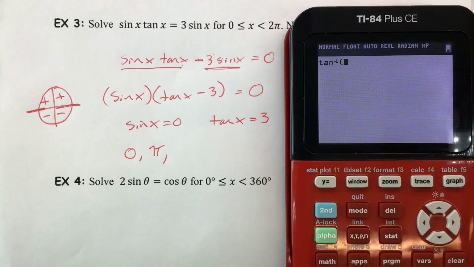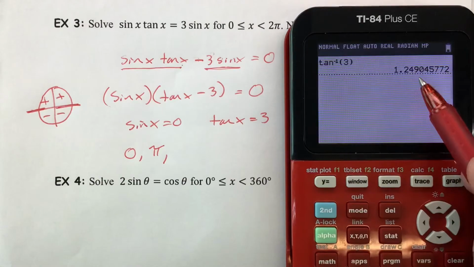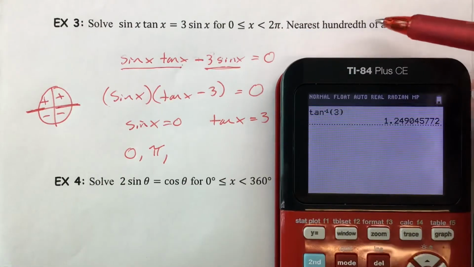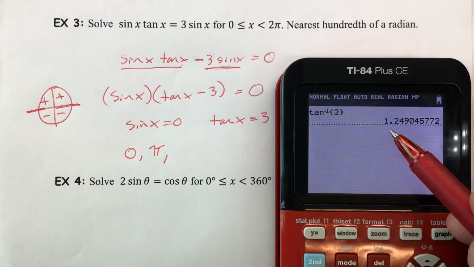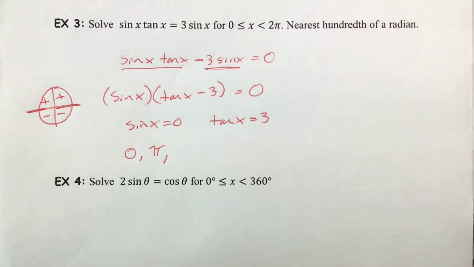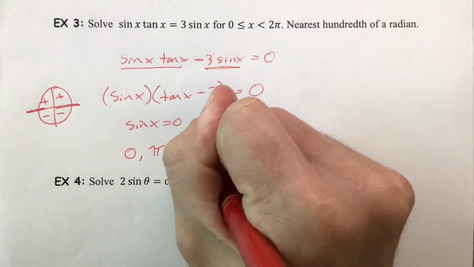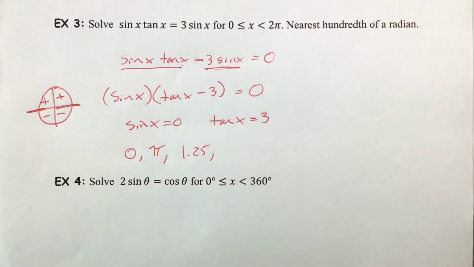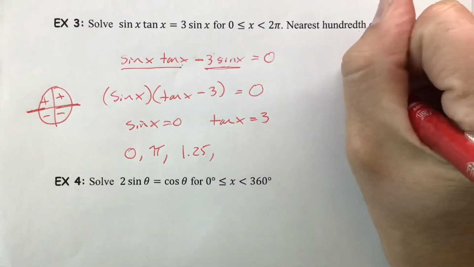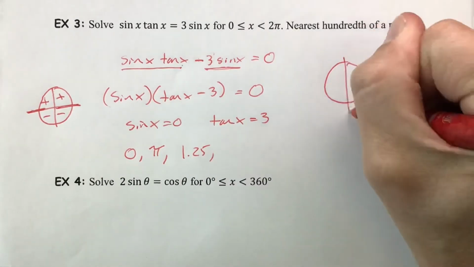I'm gonna take the arc tangent of 3. All right, so it's gonna give me that answer, which I will round to the nearest hundredth, so that'll be 1.25. All right, so you get 1.25 radians. All right, thinking of the picture though for tangent. We haven't had to draw this one very often.